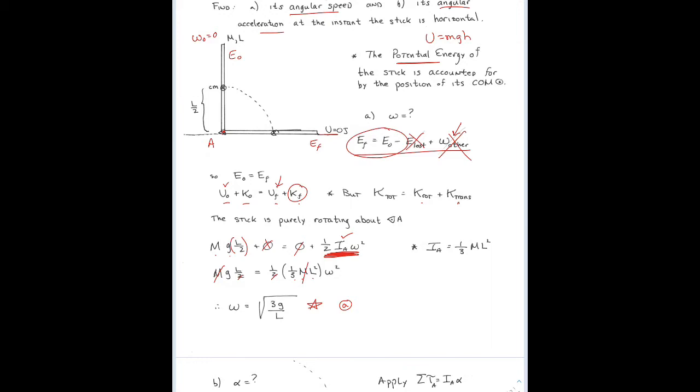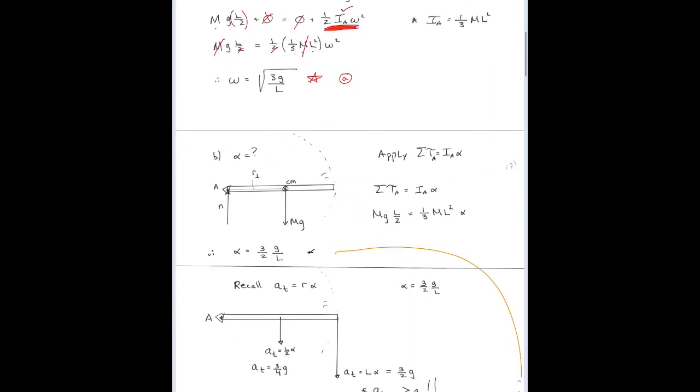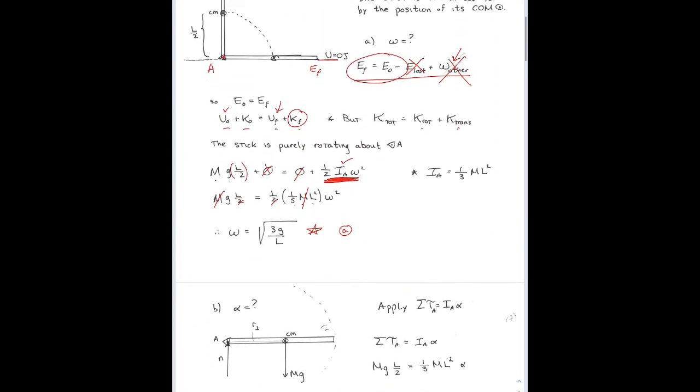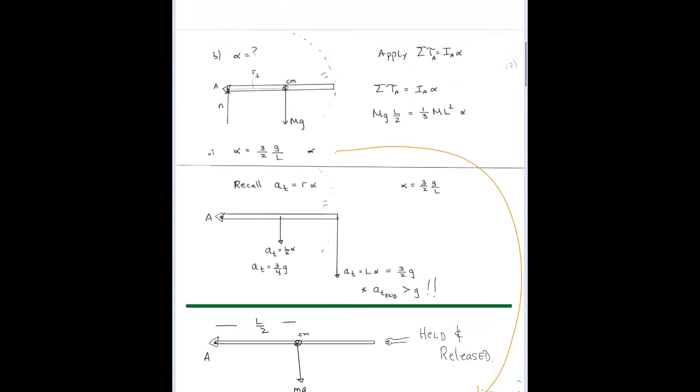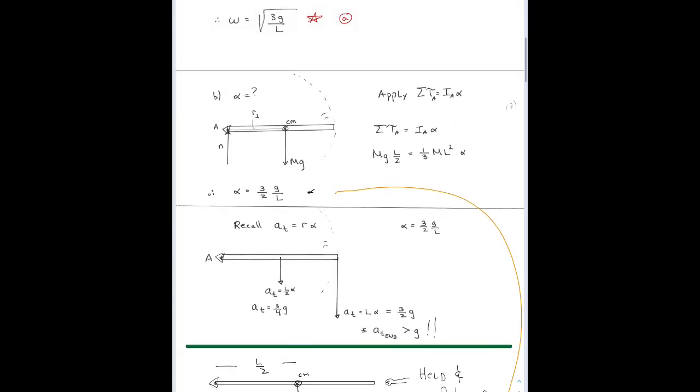Now, to find the angular acceleration, again, I want to find the angular acceleration when the stick's at the horizontal. So I just draw the stick when it's at the horizontal. Here the stick's moving, remember, it started up there and it fell. So the stick's moving, and I want to find alpha.